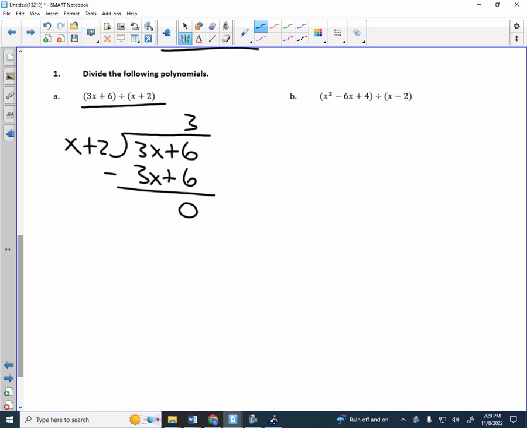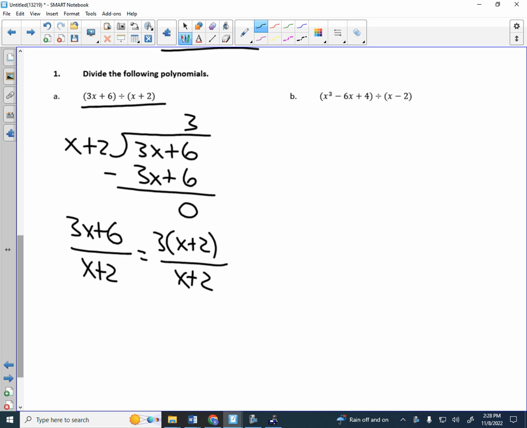Now, there's other ways of going about this. If you had 3x plus 6 over x plus 2, notice you could just factor out the 3. You get x plus 2 over x plus 2, right? And they just cancel, and you get 3. That's the same thing. We did the same thing. Now you're like, well, why don't we just do that every time? Because sometimes you can't see that it factors.